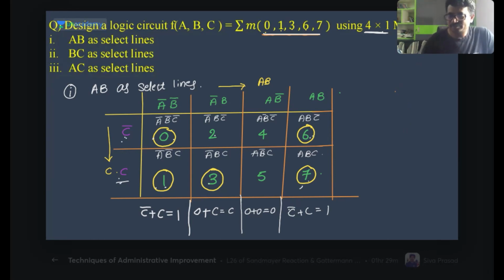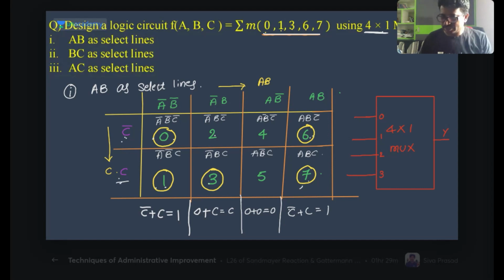Next, finally we'll implement this. See this implementation now. What is the size of the mux they have given? The 4x1 mux they have given, so take the 4x1 mux. Only the 4x1 mux is available. It has one output. How many inputs are there? 4 inputs, which are 0, 1, 2, 3. How many select lines are there? 2 select lines, S1 and S0.